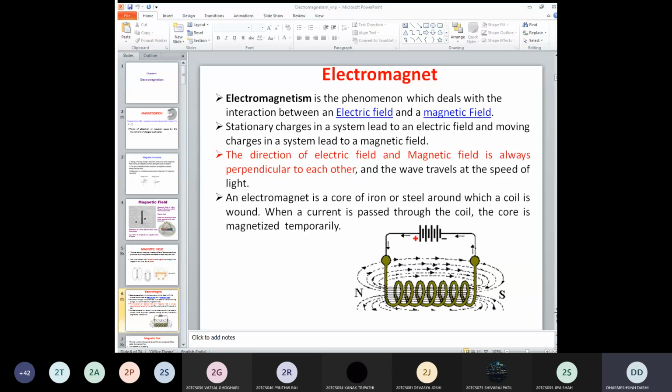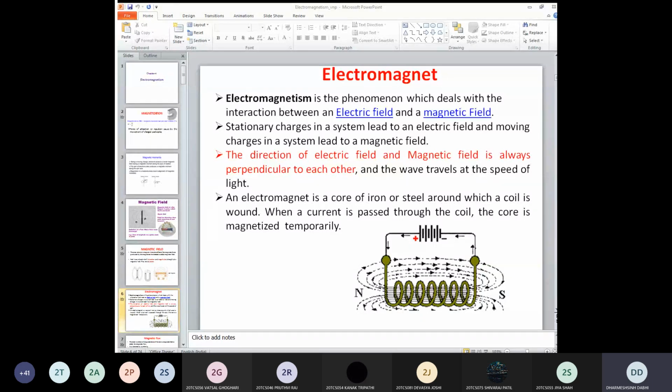Now, the next term is electromagnet. What is the electromagnet? This is a phenomenon which deals with the interaction between the electric field and magnetic field. As we know, in the electric field, a stationary charge creates the electric field and a moving charge creates the magnetic field. The direction of the electric field and magnetic field are always perpendicular to each other, and they travel at the speed of light. Both fields have the same speed as the speed of light.